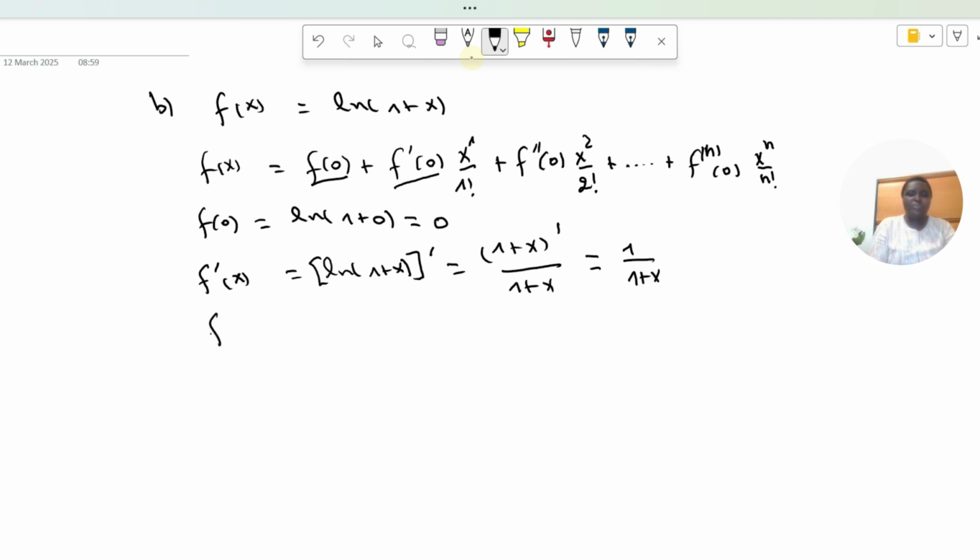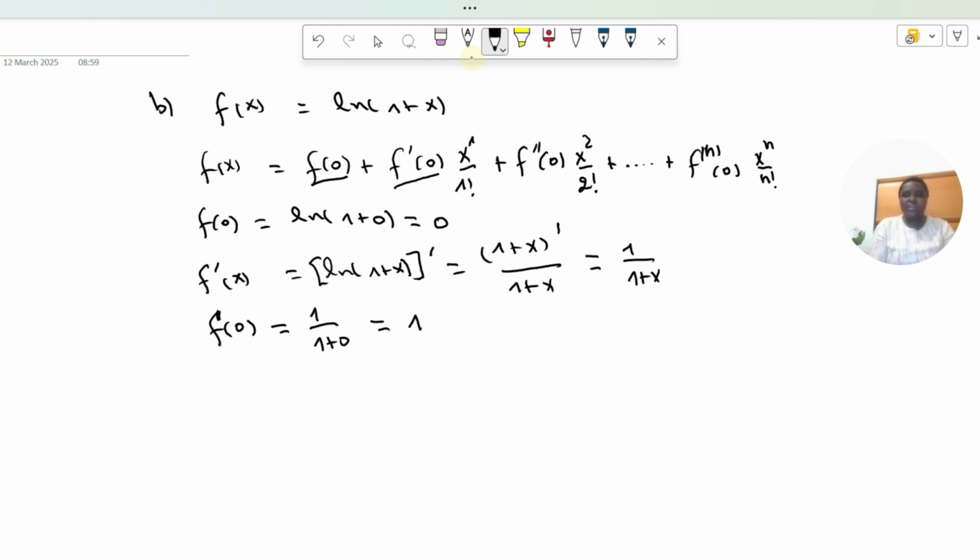And then next we compute the first derivative in 0. So for x equal to 0, the first derivative will be equal to 1 over 1 plus 0, which is equal to 1.